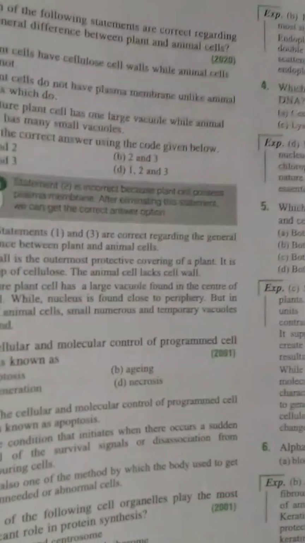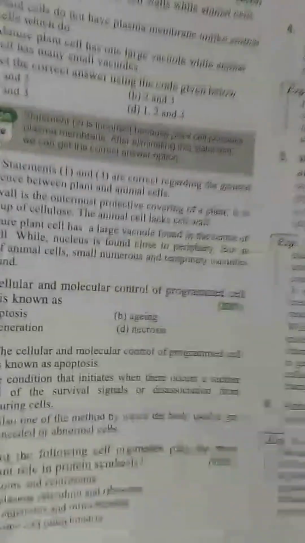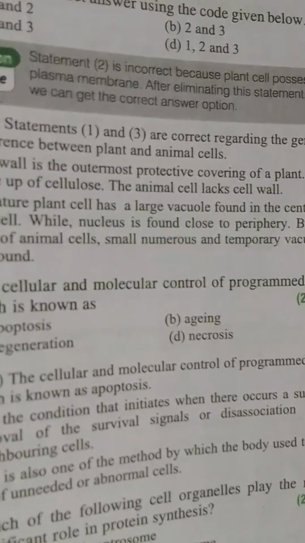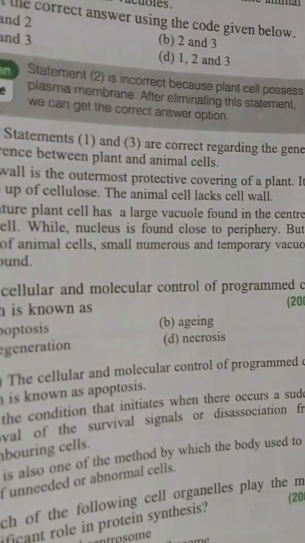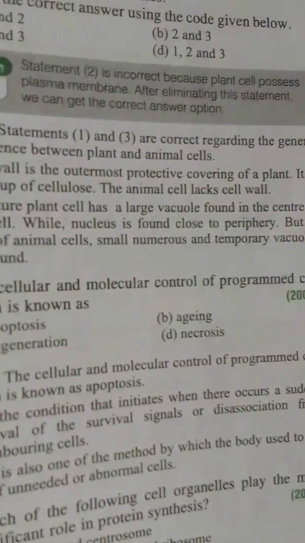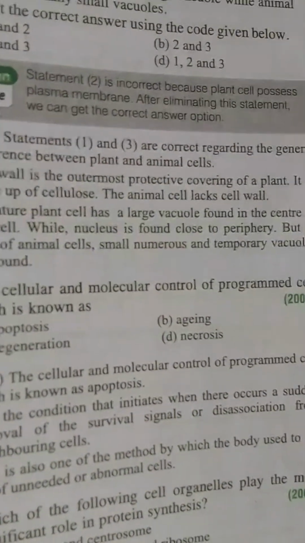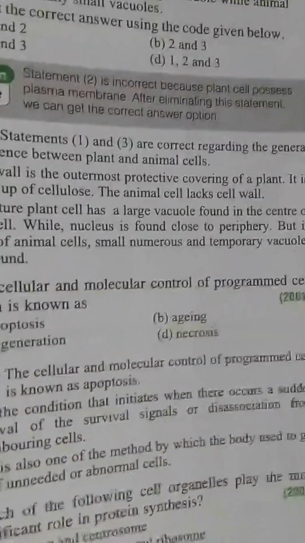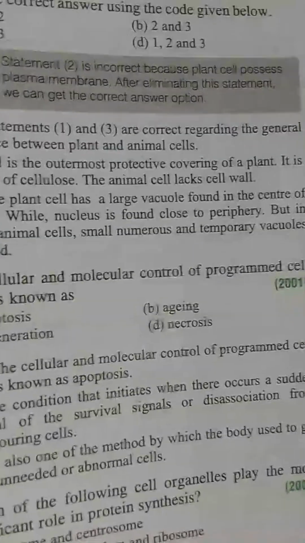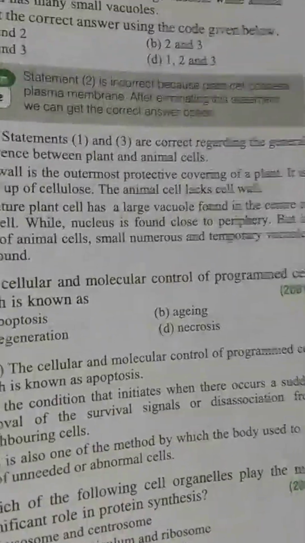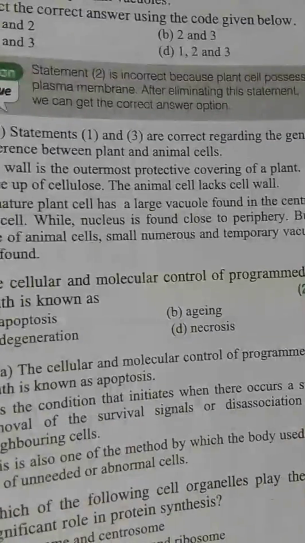Cellular and molecular control of programmed cell death, known as apoptosis, is a condition that initiates when there occurs a sudden removal of the survival signals or dissociation from neighboring cells. This is also one of the methods by which the body gets rid of unneeded or abnormal cells.